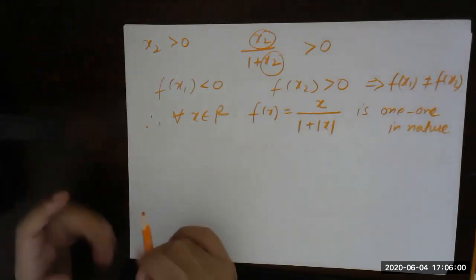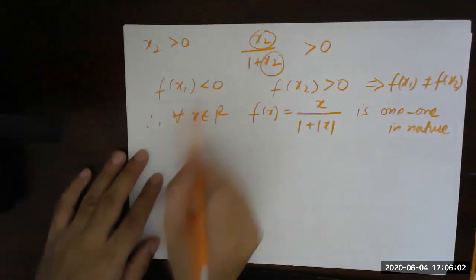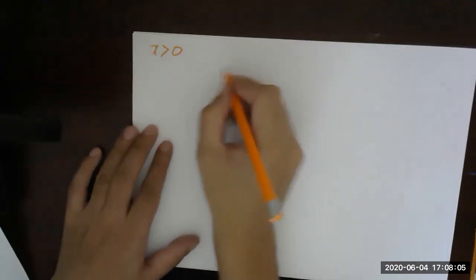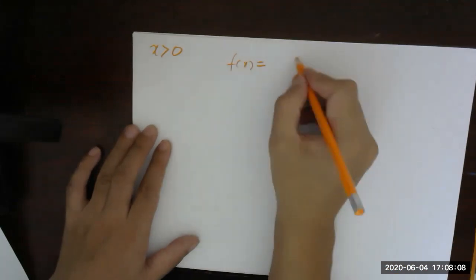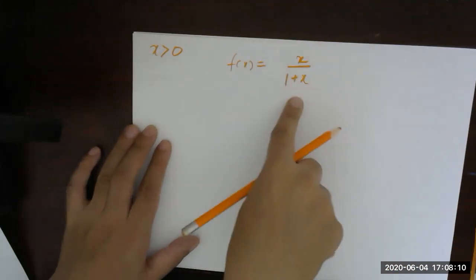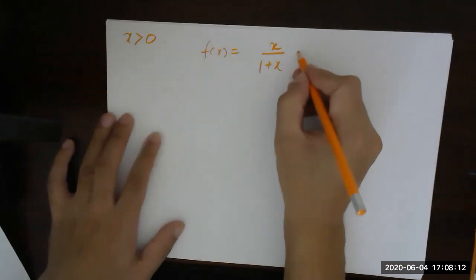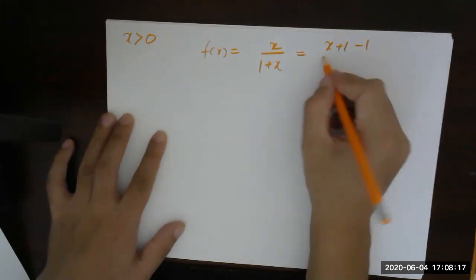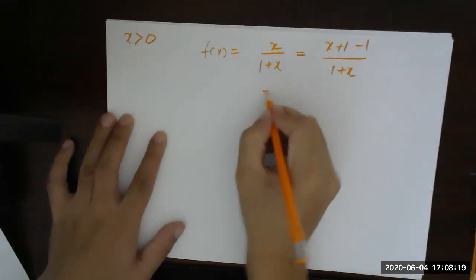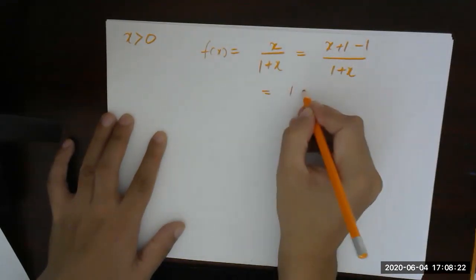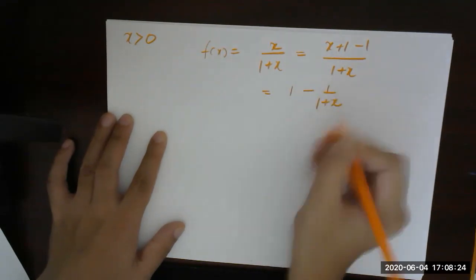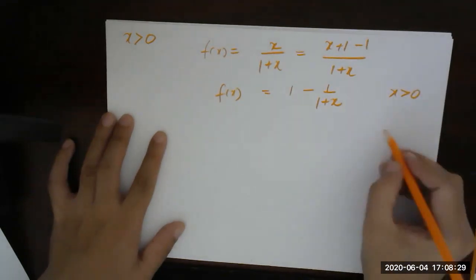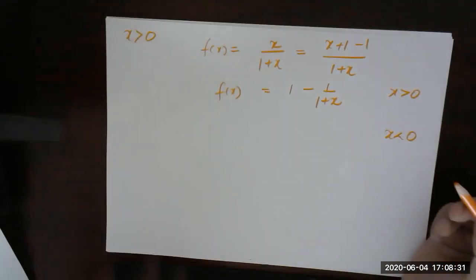So we have already seen for x less than 0, f of x is negative. For x greater than 0, we have f of x equals x upon 1 plus x. Now this one is very simple. We can simply write this as x plus 1 minus 1 upon 1 plus x. So this will become 1 minus 1 upon 1 plus x. So this is f of x for x greater than 0.